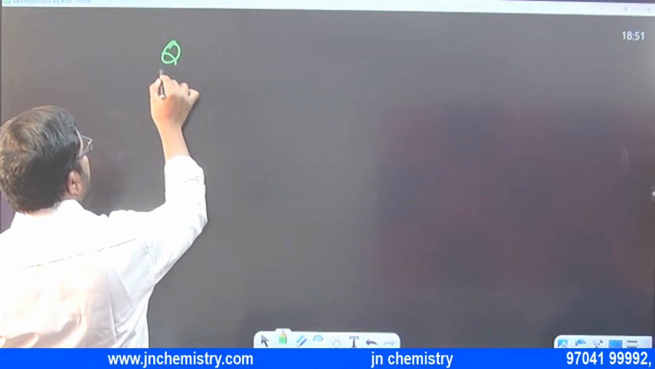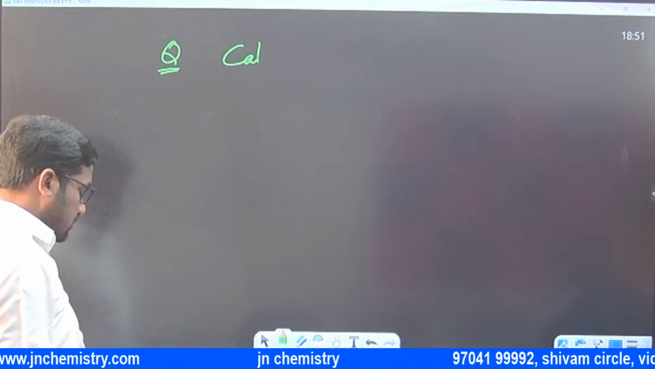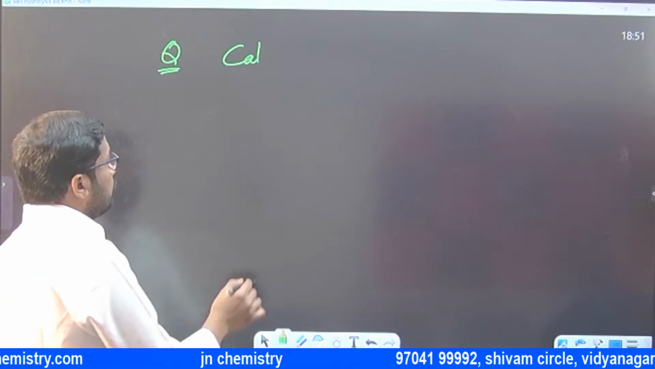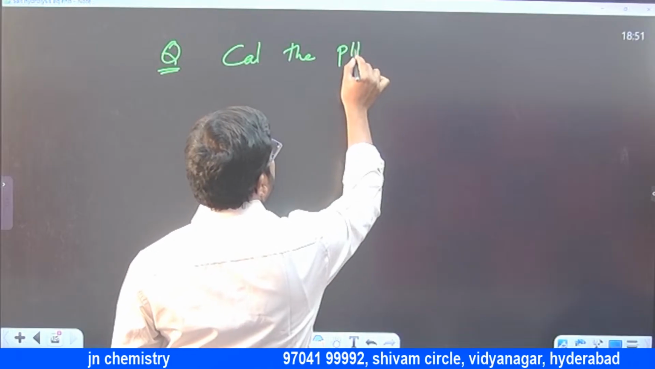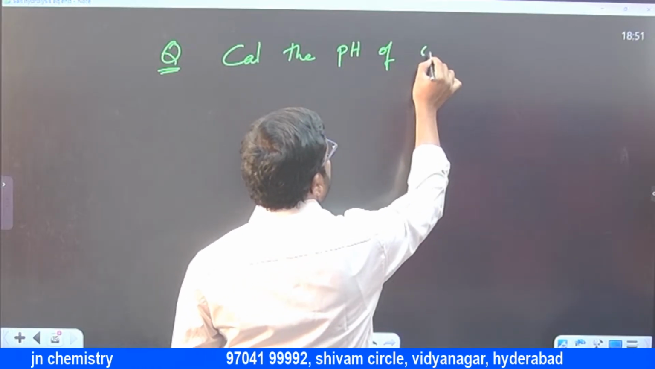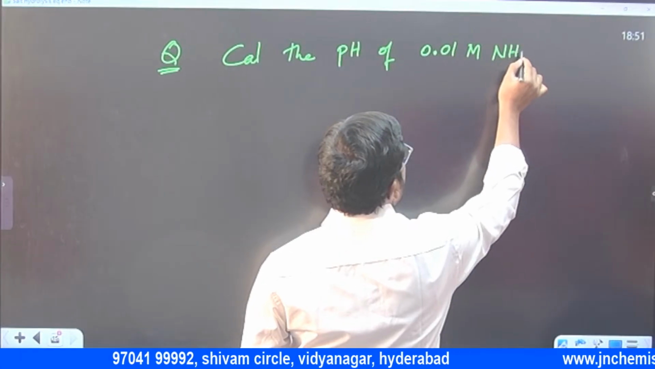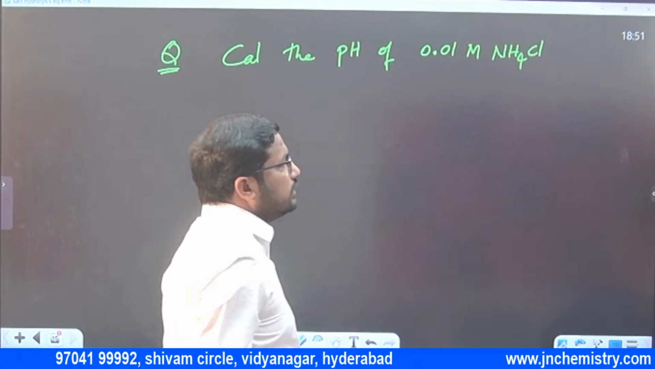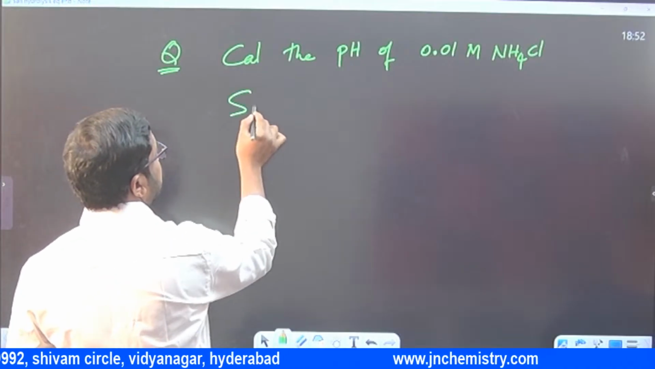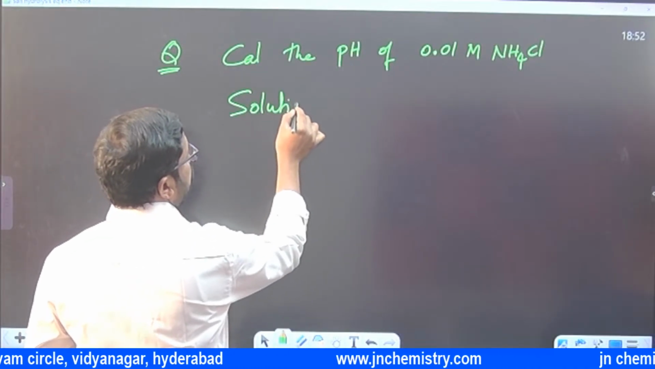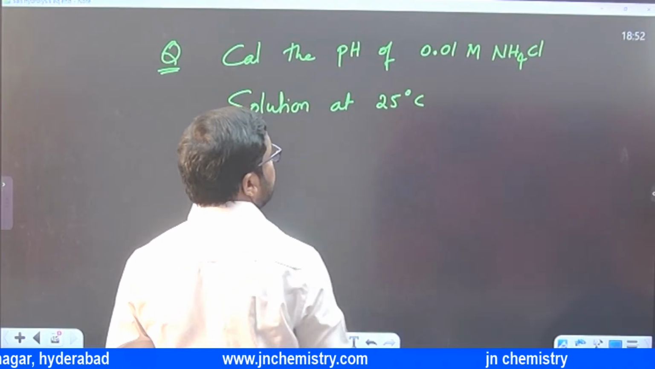Write a question. Calculate the pH of 0.01 molar NH4Cl solution at 25 degrees centigrade.